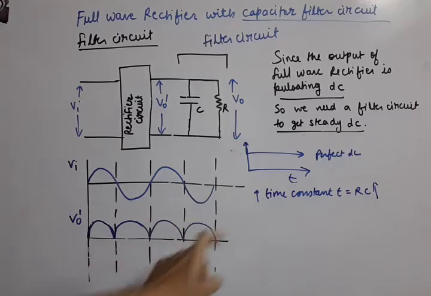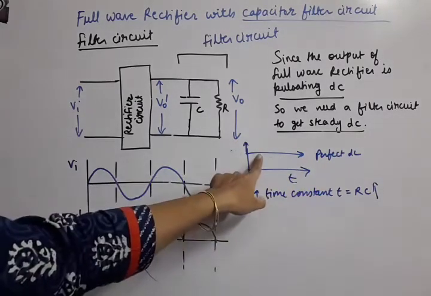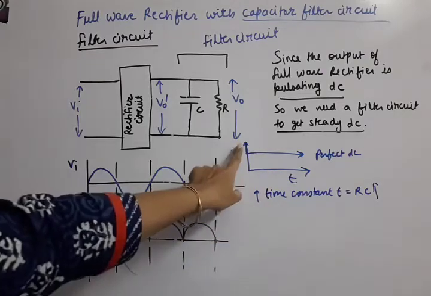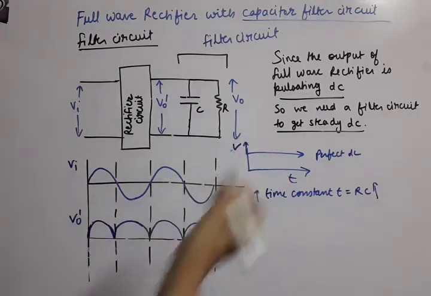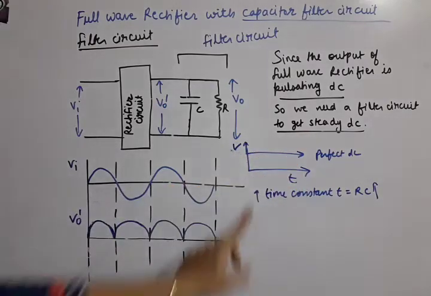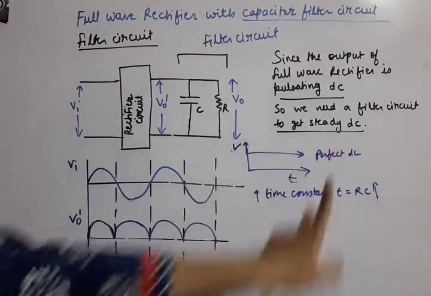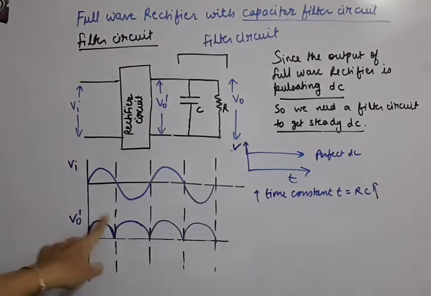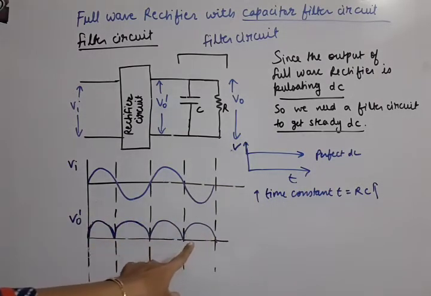in perfect DC. In a perfect DC diagram, the graph should be this way: the voltage with respect to time should not change its magnitude. It should be a straight line. That is called a perfect DC. But we are not getting a perfect DC from the full wave rectifier. So this is called pulsating DC. So how to make it perfect or steady DC?